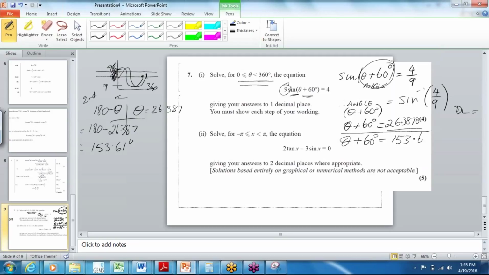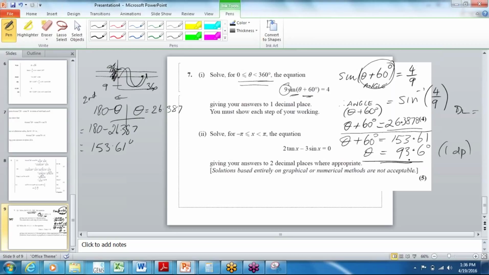All right. The first one didn't work, and I can tell by the graph, its first angle is going to be just negative, and we have to go to the next. And to find the actual answer we want, we have to subtract 60 degrees. Then we want one decimal place. So 93.6.